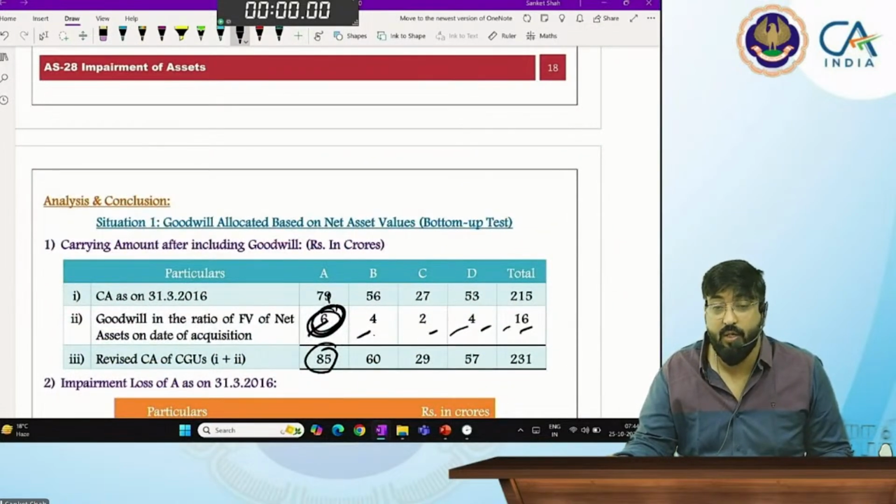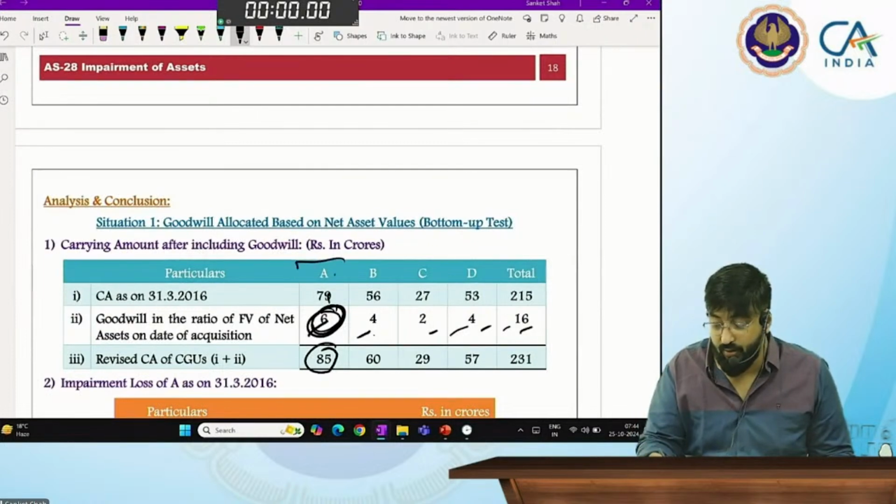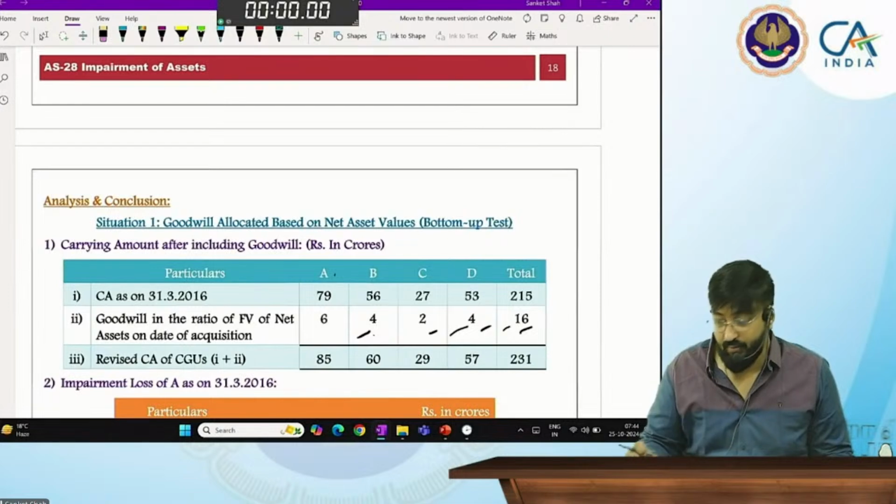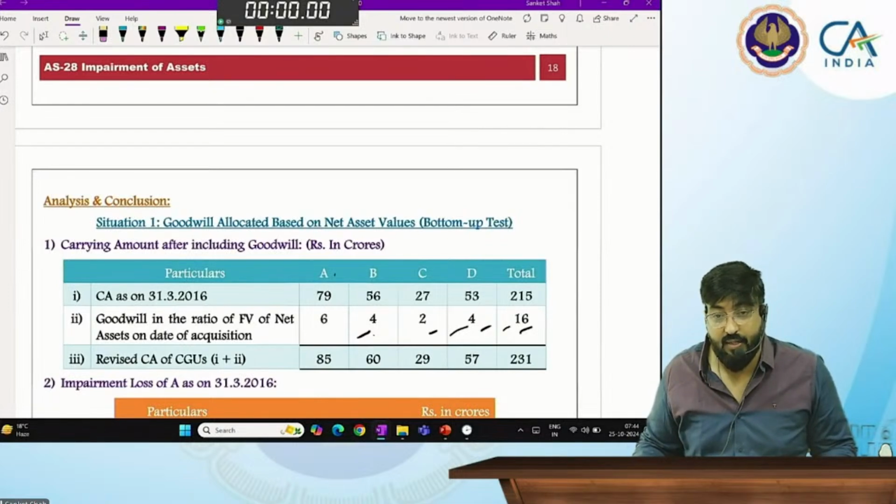This is called the bottom-up approach. Why? Because we focus only on A. Got the answer? Yes, sir. I did not see the chat section. Many students got the correct answer, no? Now, Sai Kiranji, do you have any question? It's very simple, 79 and 6. Now, I don't think any student finds it difficult.